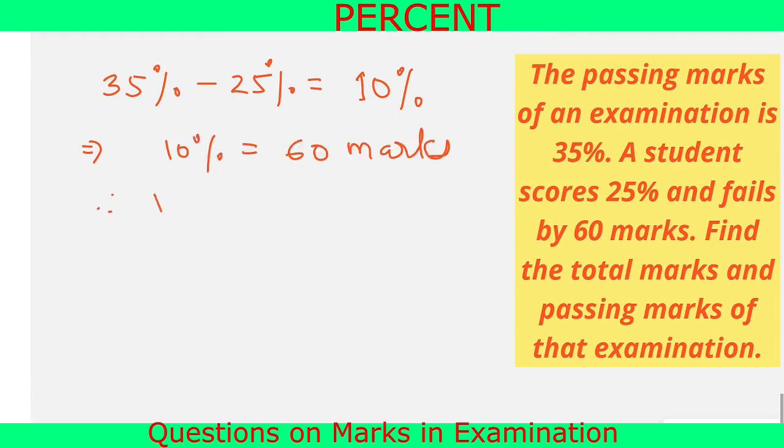Therefore 100% is equal to 600 marks. 10 times 10% is 100%. So it is 600 marks. Thus the total marks of the examination is 600 marks. Now we have to find the passing marks.